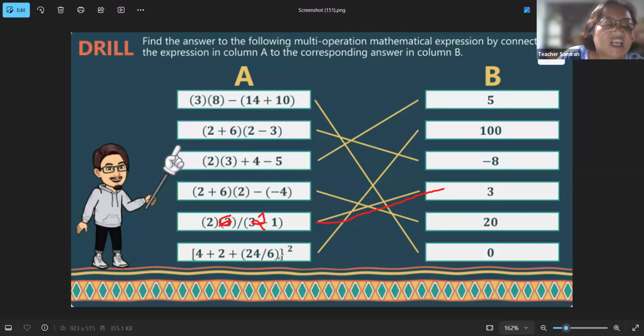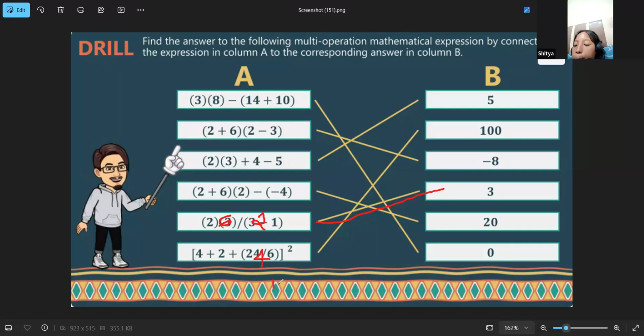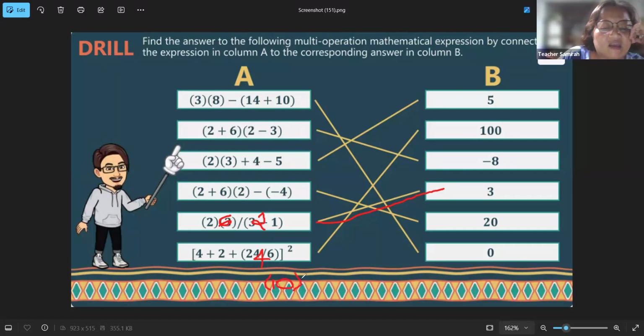24 divided by 6. What is your answer for this one? Anyone? 4. Okay, 4 plus 2 is 6. 6 plus 4 is 10. So 10 will be raised to 2, so 10 with an exponent of 2.